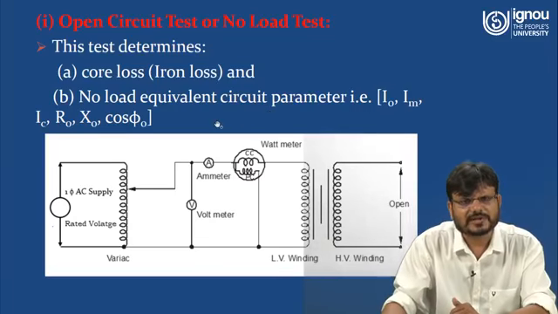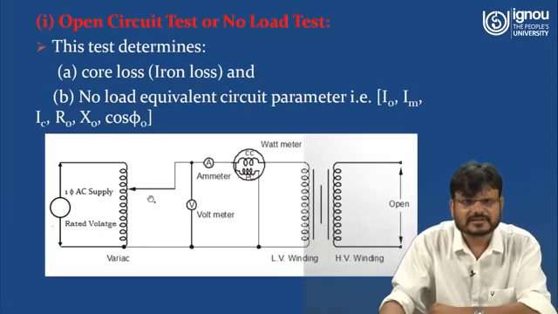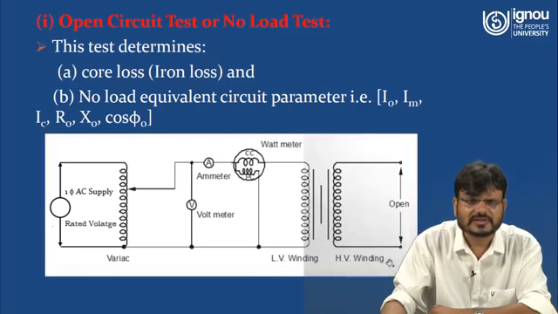At the same time you can also calculate some parameters if you want to draw the equivalent circuit. That means you can calculate I naught, the no load current, the magnetizing current, the core loss current, R naught, X naught, and the no load power factor. Here you can see in the diagram, if you want to perform the open circuit test for the transformer, the high voltage winding side is kept open, and at the low voltage side, with the help of an auto transformer, rated voltage is applied.